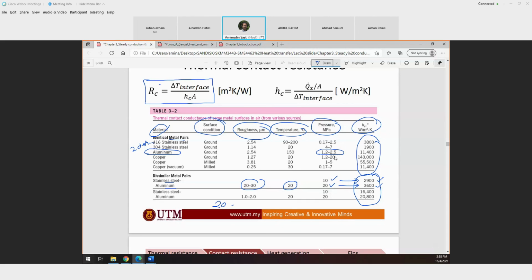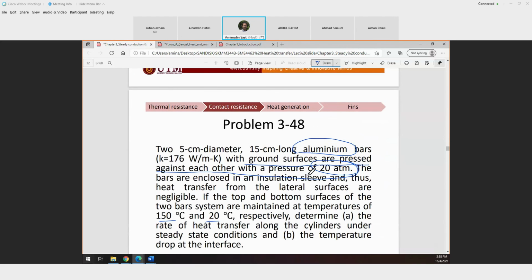How to change 20 atm to megapascal? 20 atm is close to 20 bar, and 20 bar is near to 2 megapascal. So this value is within this range. Okay, so you can take the 11,400 value of HC under your analysis.